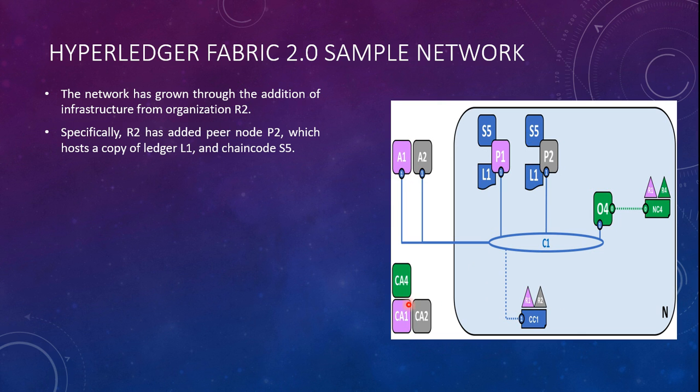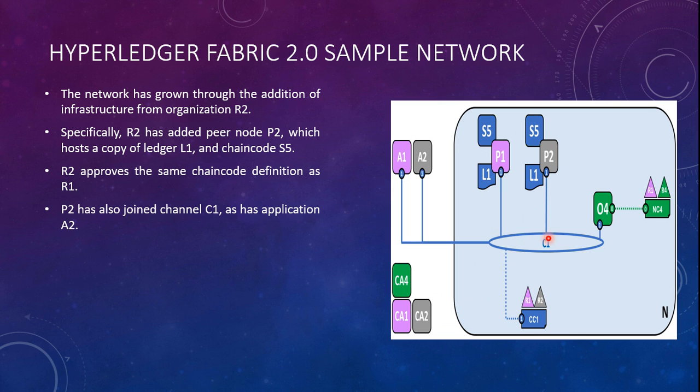This organization R2 is governed by certificate authority CA2. So R2 approves the same chain code definition as R1. The chain code does not change because it is the same channel of which both of them are peer nodes. So P2 has also joined channel C1 and has an application A2. Application A2 and peer node P2 are identified using certificates from CA2.